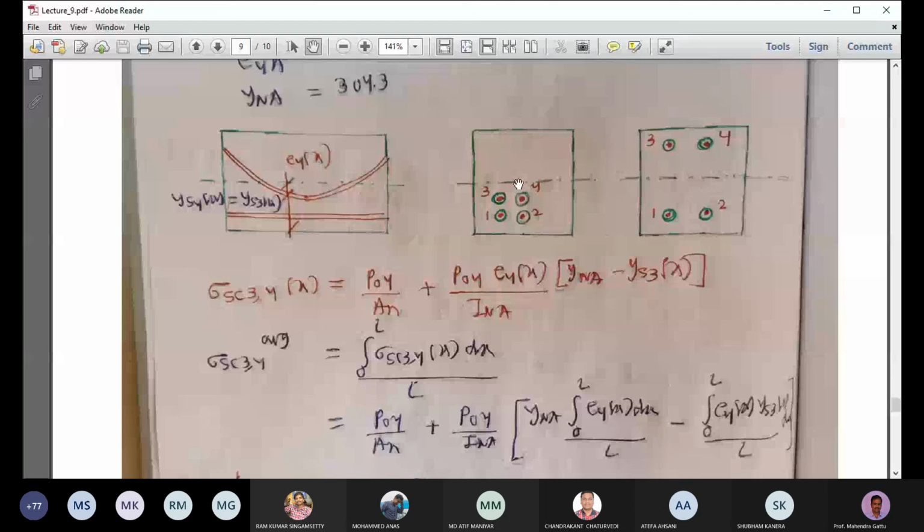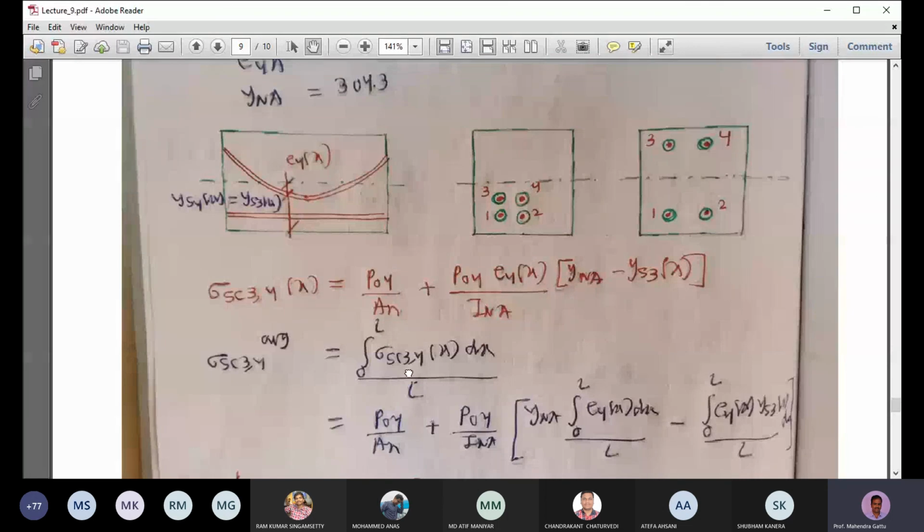So we can say we can keep y neutral axis to be equal to h by 2. Or what else can we do? Y neutral axis minus ys3. I think this value is actually e4 of x, e3 of x, right? The distance of the neutral axis from the steel fiber is e4 of x, e3 of x, and e3 of x is the same as e4 of x. So this entire thing we can write as P04 by I neutral axis into e4 of x into e3 of x, which is e4 of x square.